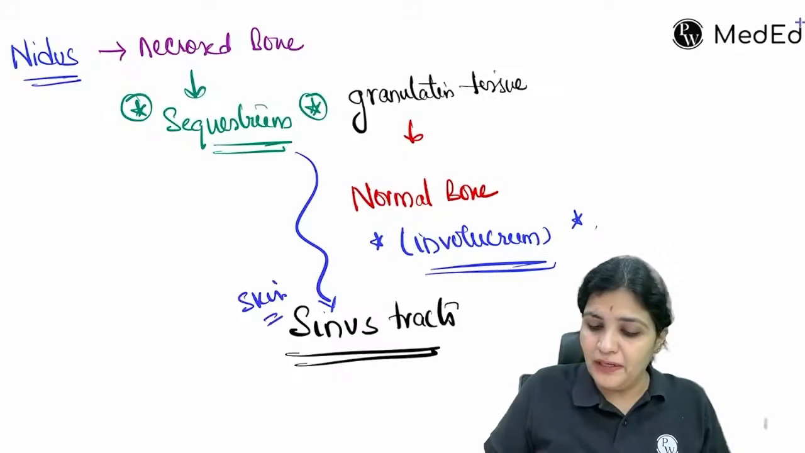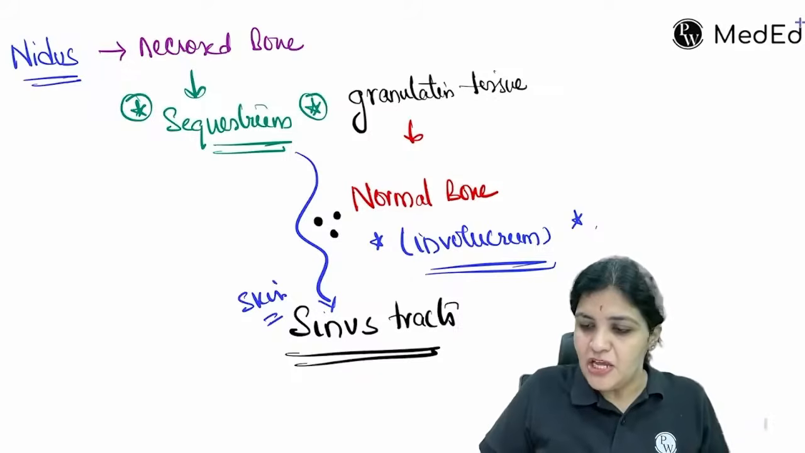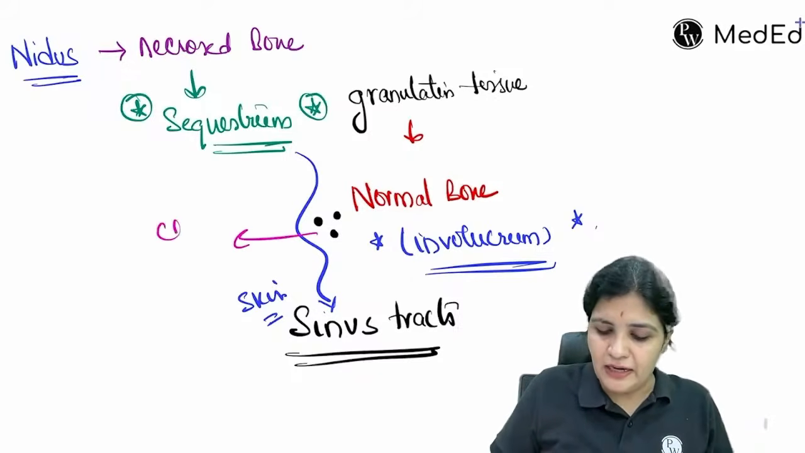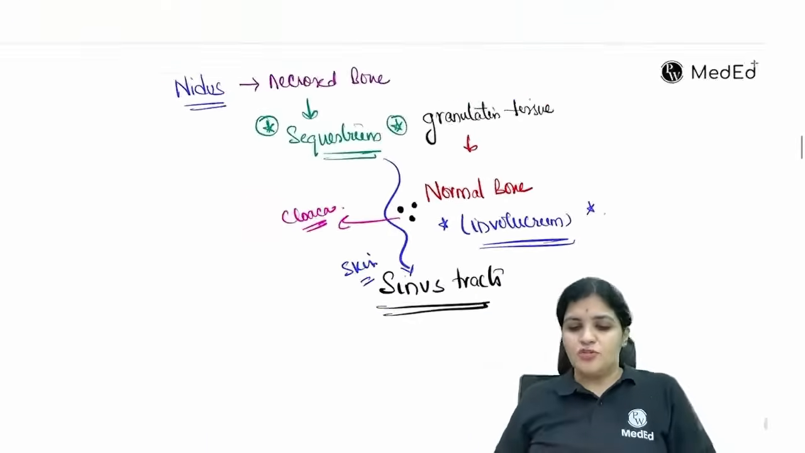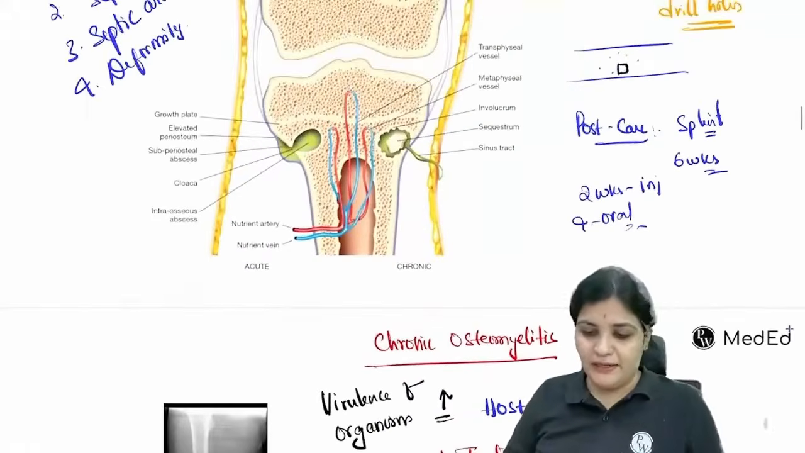And this opening on the normal bone, so there should be some opening for the sequestrum to come out, right? So this opening is called the cloaca. So these are certain words which you have to put in the exam. So you're going to write or draw this particular diagram.